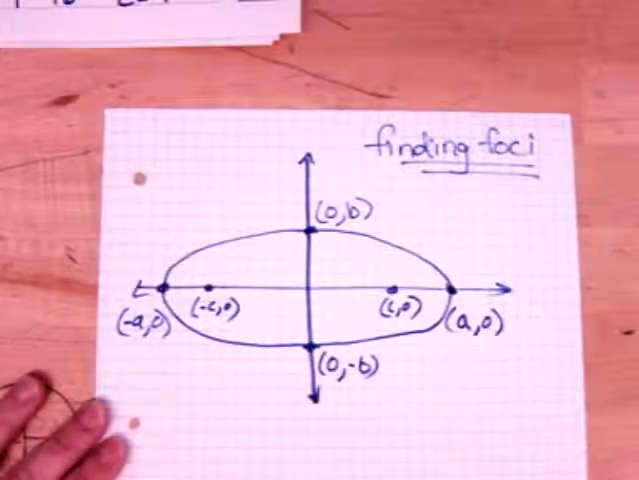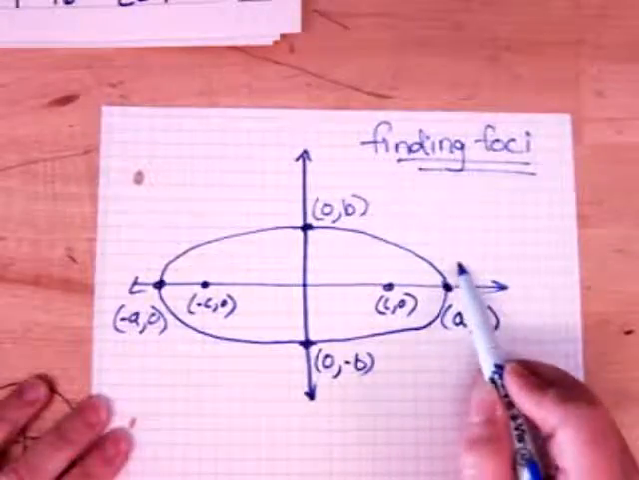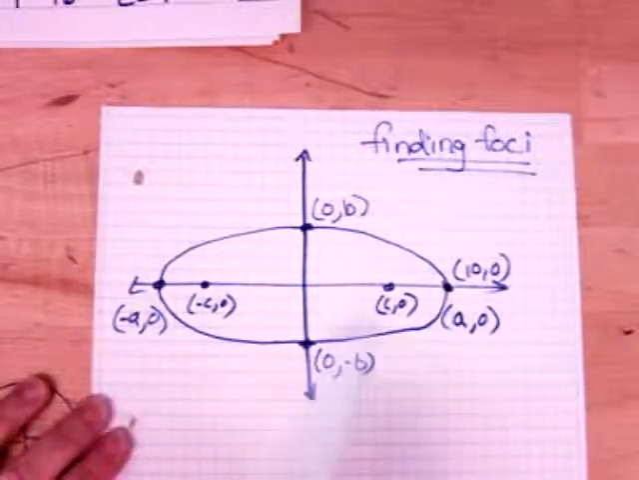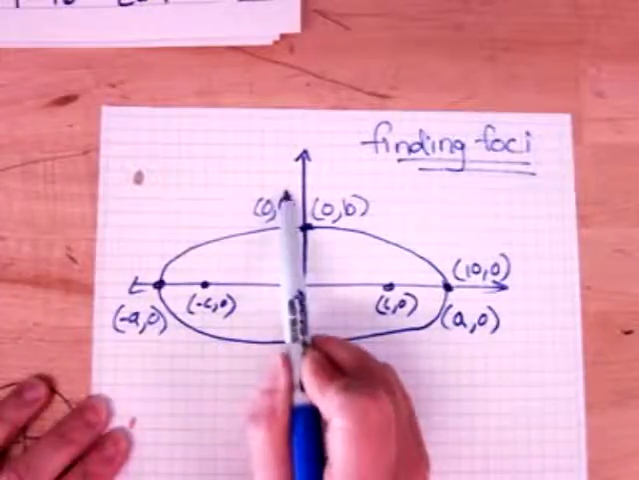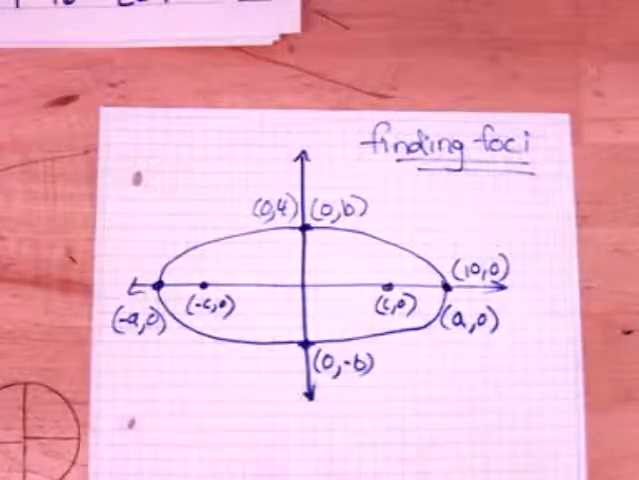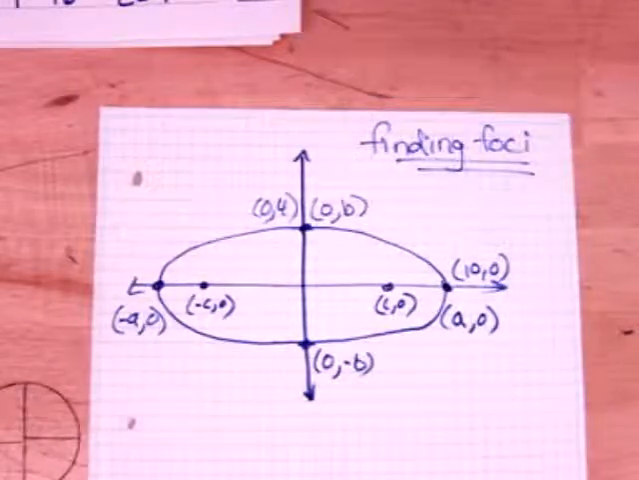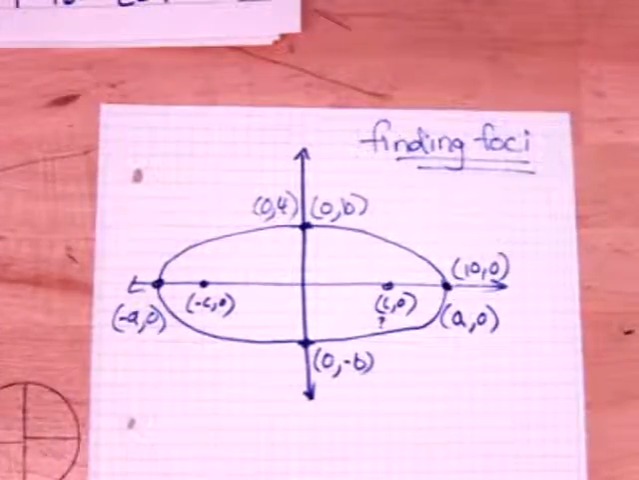I know that the coordinate here is actually (10, 0), and this is (0, 4), because I counted it. How did I know what? I didn't. I just drew them in there. I don't know what the coordinate is. That's what we're going to do. We're going to find these coordinates.